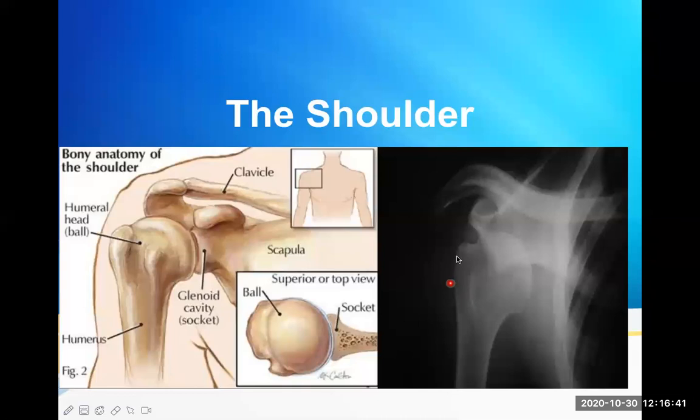See this. This is the head of the humerus. And this is called glenoid cavity. Now, the head of the humerus has come out of the glenoid cavity. Now, what is the diagnosis? Yes? Shoulder dislocation. Exactly. Dislocation of the shoulder joint, or shoulder joint dislocation, or simply you can call it shoulder dislocation. This looks like the anterior type of shoulder dislocation. Okay? So with this, let's enter into the topic proper.